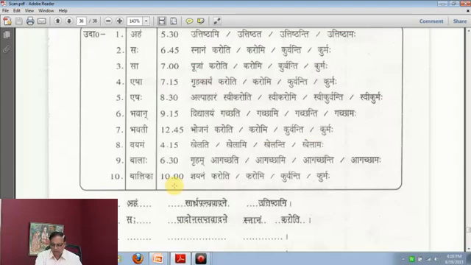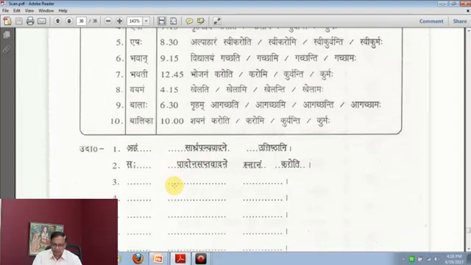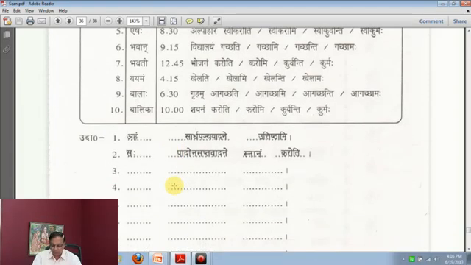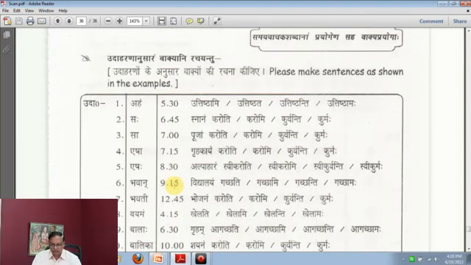So this is how you learn time schedule, time telling in Sanskrit. We'll go once again rapidly. We'll do this. 2 are done. Third one onwards, please look.